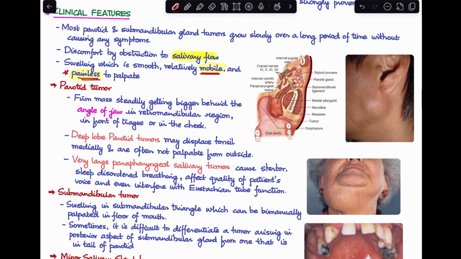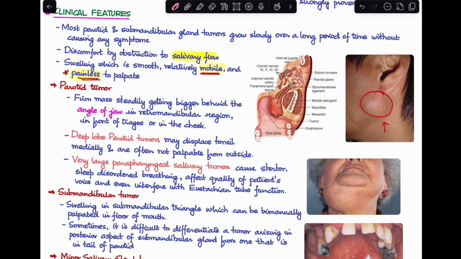Now say a parotid tumor case comes to you. If you look at the image over here, we can see a firm swelling behind the angle of the jaw or near the angle of the jaw. This is the region where it comes in. So it can either be in the retromandibular region, or it can be in front of the tragus or at the cheek if it starts getting bigger. These tumors usually grow very slowly over a long period of time.